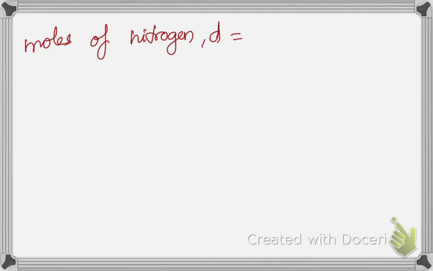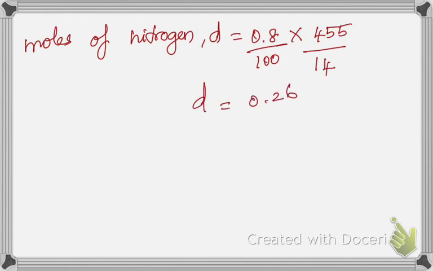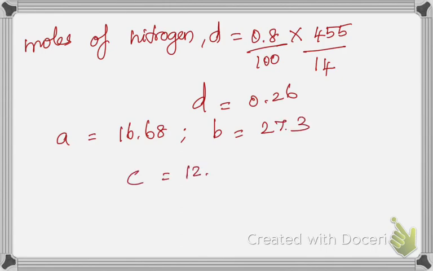So here they have given the mass percent of nitrogen as 0.8. So which means 0.008, or 0.8 divided by 100, into 455 of dry decomposable waste, divided by atomic mass, which is 14, and it gives me the value of D as 0.26. So what I have done, I have determined the value of A, B, C and D, that is mole of carbon, hydrogen, oxygen and nitrogen, which is A is equal to 16.68, B is equal to 27.3, C is equal to 12.23 and D is equal to 0.26.